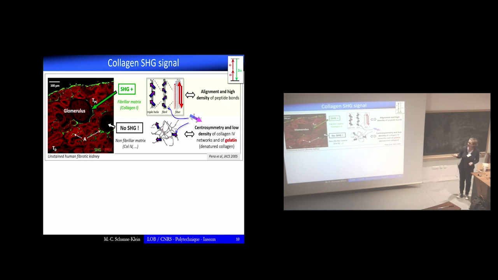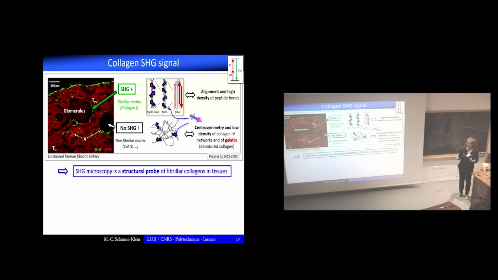It's not the case in non-fibrillar collagen. For example, the membrane here, it's a filtration membrane of the kidney in the glomerulus. There is no signal. It's the same also when we have denaturation of this protein. So denaturation of collagen results in gelatin. That's what we do when we boil some meat. And in that case, there is no second harmonic generation.